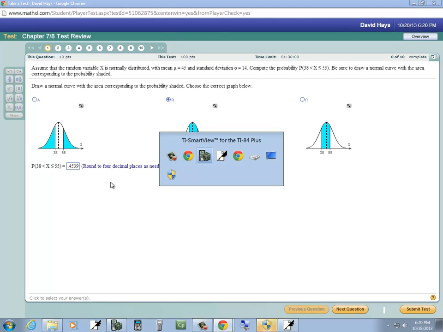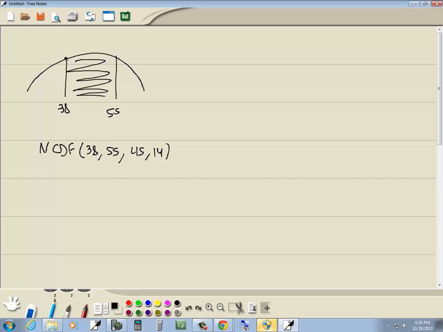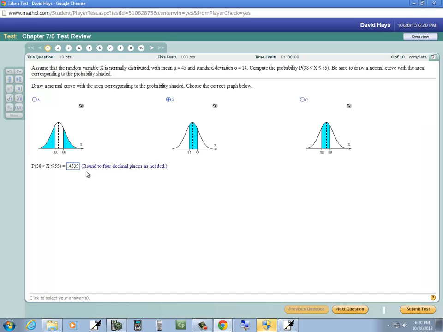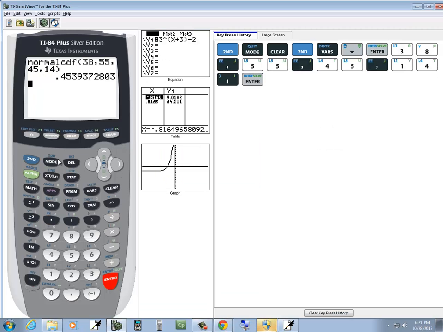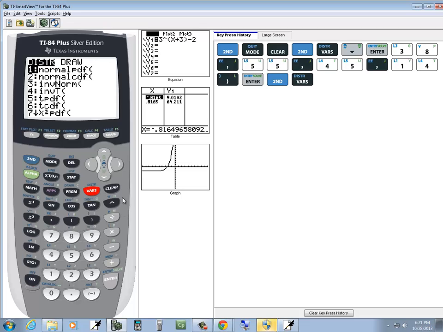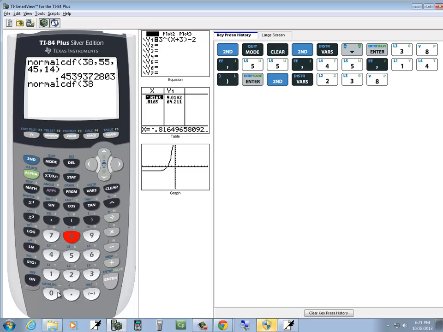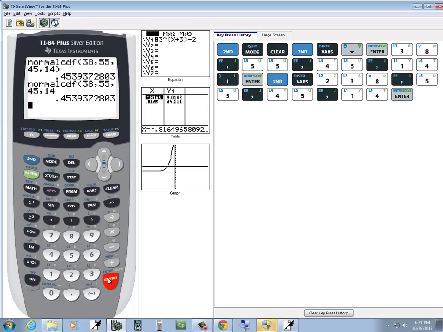Okay, so we're going from 38 to 55. So I drew my picture here, 38 to 55 shaded in between. And we'll do normal CDF, 38, 55, the mean, the standard deviation. And that gave us 0.4539 when plugged in the calculator. And how I got that is I did second vars, chose normal CDF, put in 38, 55, 45, 14. That gives us our answer.